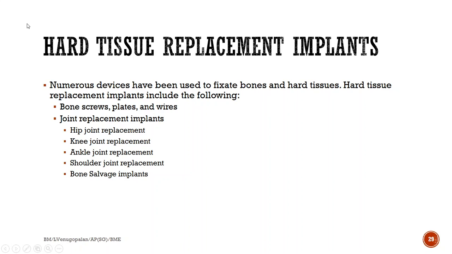So there are numerous devices that are used to fixate bones and hard tissues. When I say hard tissues, I mean structures such as the tendons, the ligaments, along with the bones, right? So hard tissue implants can be of the following types. It can be a bone screw, bone plate, bone wire, or it can be a joint replacement implant such as the hip implant, knee implant, ankle joint implant. Then you have the shoulder replacement implants and the bone salvage implants. So let us have a look at these implants one by one.